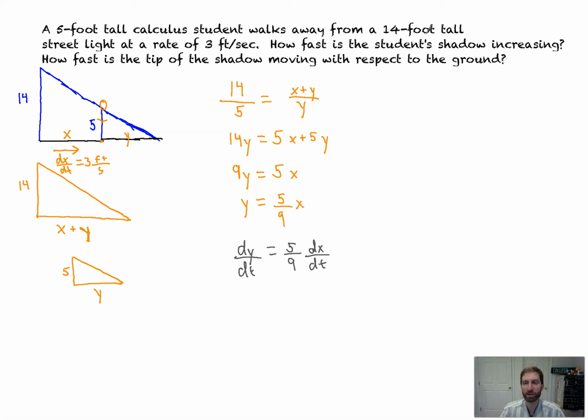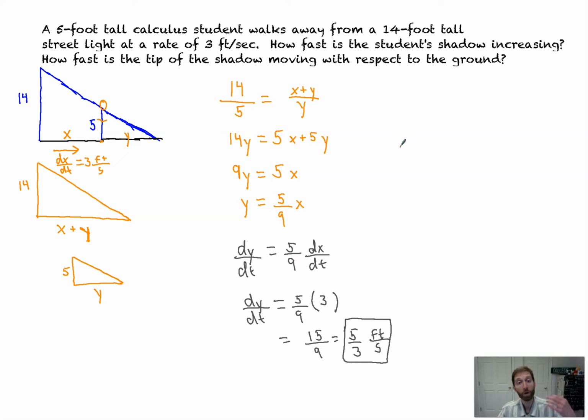Well, that would be how fast the student's shadow is increasing, how fast it's elongating, right? If you walk away from a light source, it would stretch out. So we plug in the numbers we have, 5/9 we have already. dx/dt is the rate at which the student's walking away from the pole. If the student's walking towards the pole, that would be a negative number. And so that would be dy/dt, which is the answer to the first question. So we'll simplify that out. 15/9, which simplifies to 5/3. Your units are in a change in y, which would be in feet, per change in time, seconds. So 5/3 feet per second.